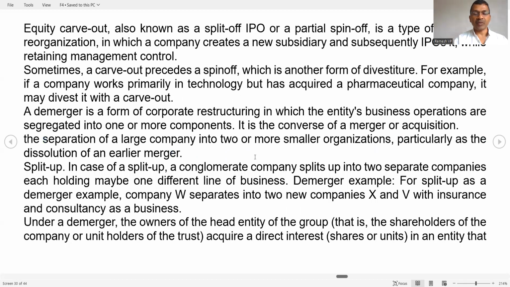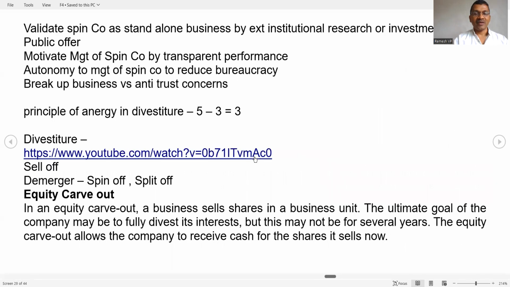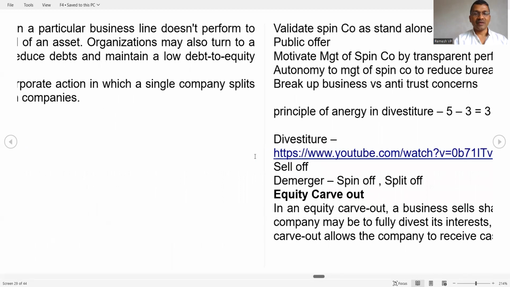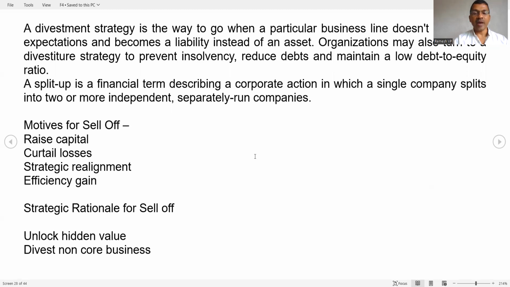Equity carve-out is another form of divestiture in which a percentage of the existing shares is given off through an IPO, so that management control is still there in the equity carved-out subsidiary or company. A demerger is another form in which the entity's business operations are segregated into one or more components. It is the converse of a merger or acquisition. Motivations for sell-off are to raise capital, curtail losses, strategic realignment, efficiency gain, etc.